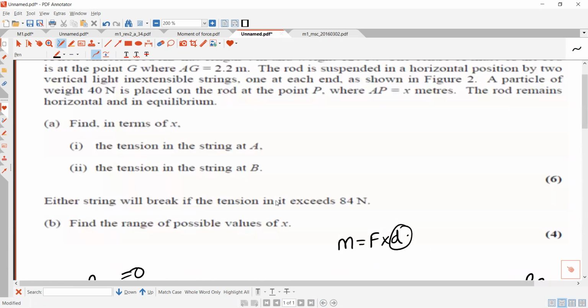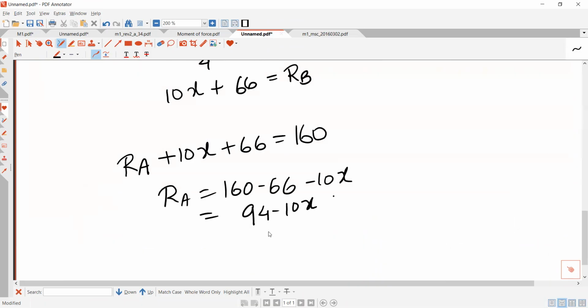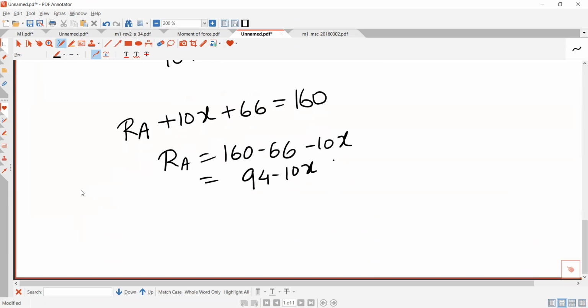Now, either string will break if the tension in it exceeds 84 Newton. So any one of the strings is going to break if the tension exceeds 84 Newton. This is a different kind of question from all the questions you were doing so far. They said if the tension exceeds, so either RA can break. If RA breaks, then 94 minus 10x will be greater than 84. It will break if it is greater than 84. Or if RB breaks, 66 plus 10x.